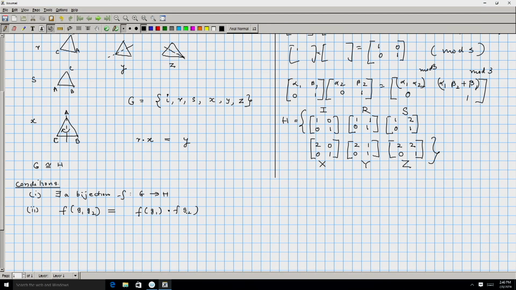So, if only one of these conditions is satisfied, namely the second condition, then we will call this function f, which has this property, a homomorphism. That means we are unable to find a bijection, but there is some function which satisfies condition 2, then we will say that this is a homomorphism. So, homomorphism is same as only condition 2 is satisfied. Okay. So, we will study homomorphism in more detail in the coming lectures.